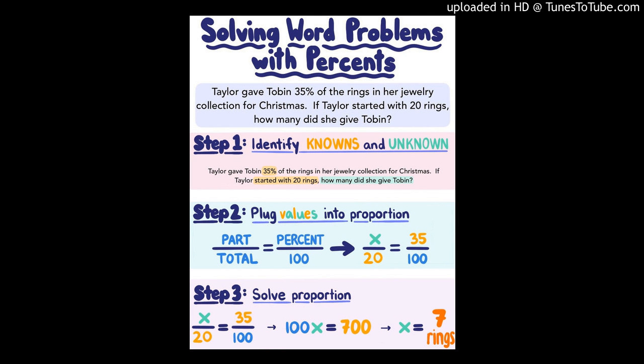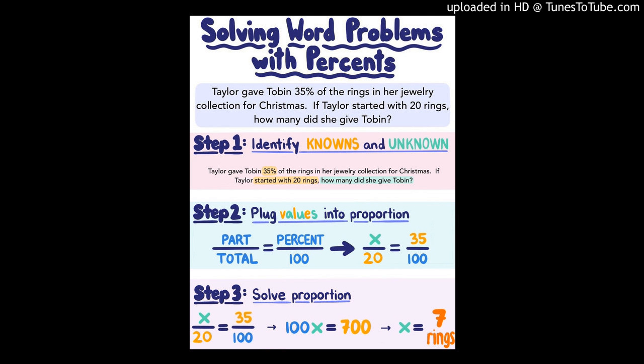Step 2. Plug values into proportion. Part over total is equal to percent over 100. That becomes x over 20 equal to 35 over 100. Step 3. Solve proportion. X over 20 is equal to 35 over 100. That becomes 100x is equal to 700.